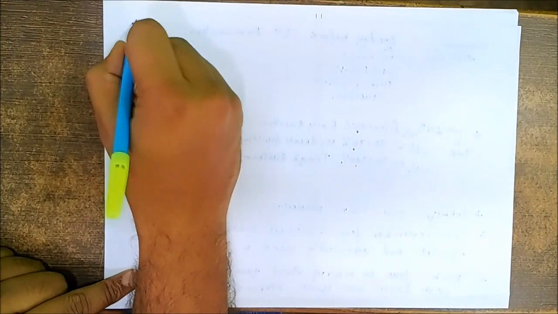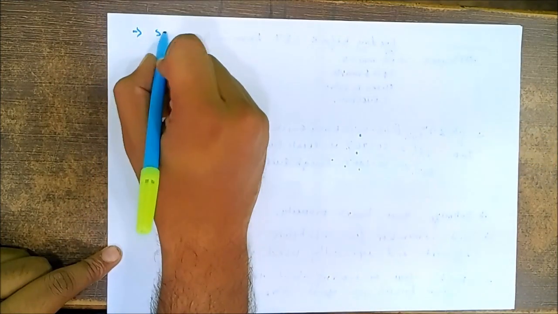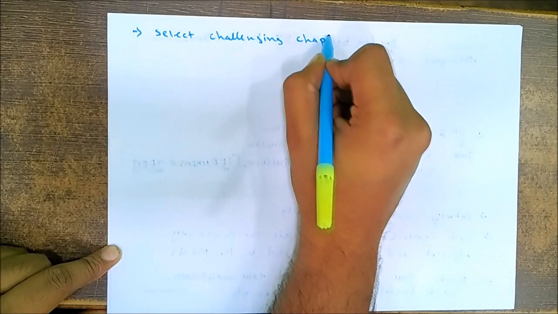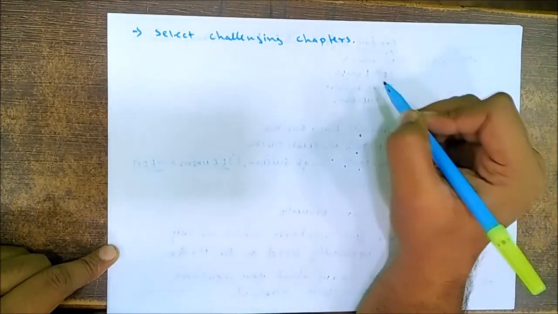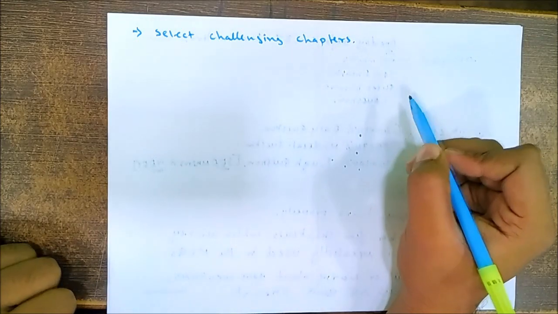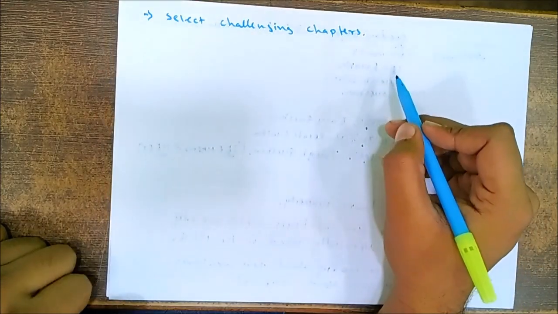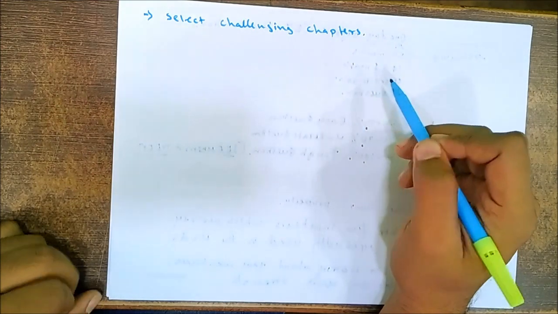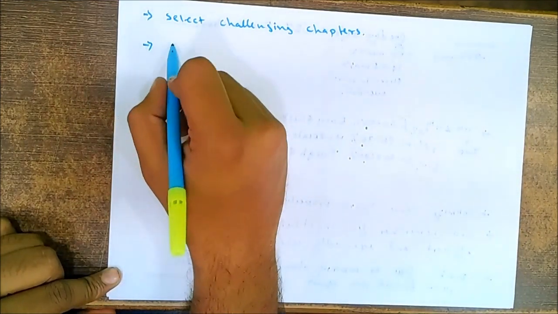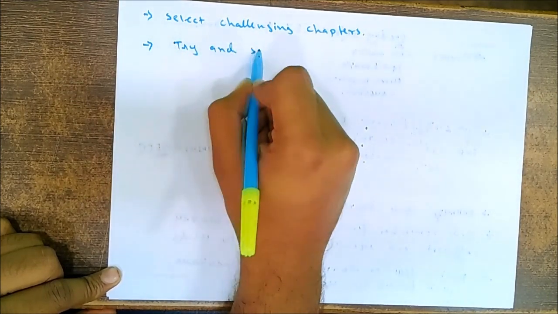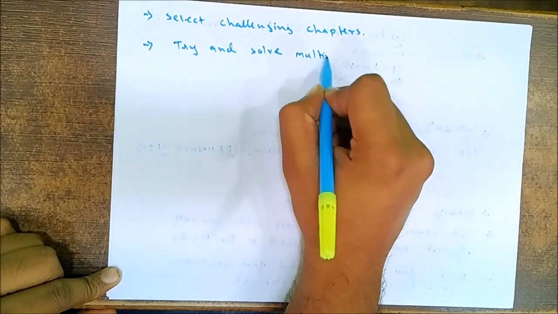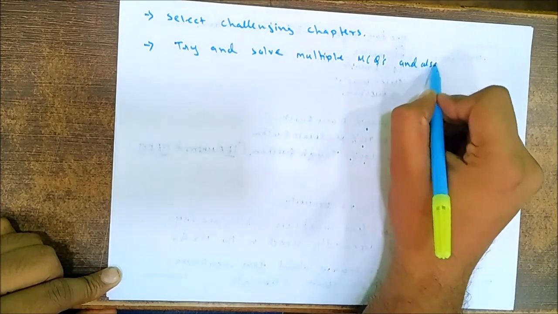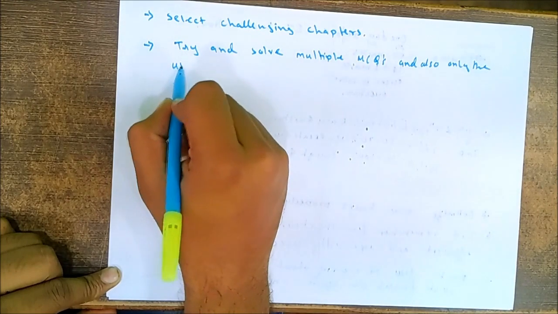Now, how to select chapters? Always try to select challenging chapters. These may be the chapters which have been frequently asked in your CET examination, the chapters which have more weightage in the CET examinations, the chapters which are easier, the chapters which are lengthy, all could be included in the challenging chapters. Try and solve multiple MCQs, and only the useful ones.